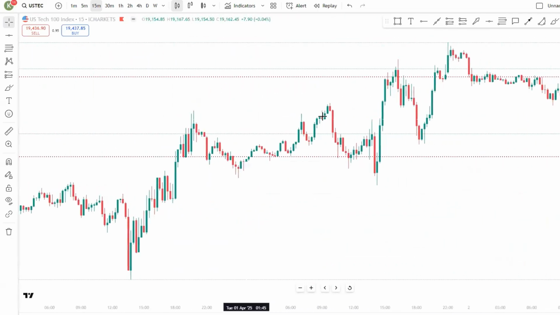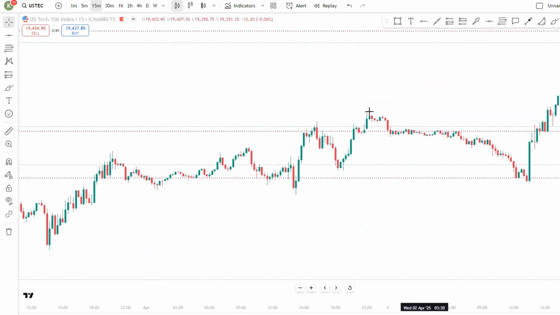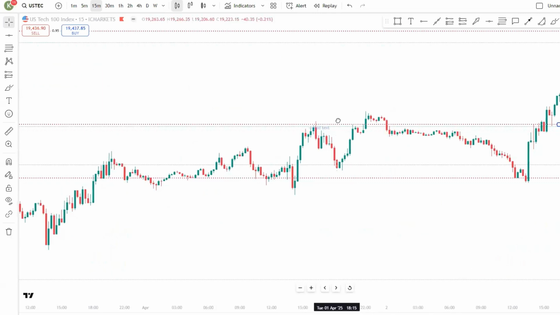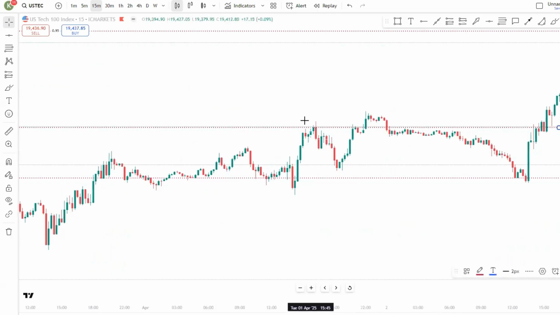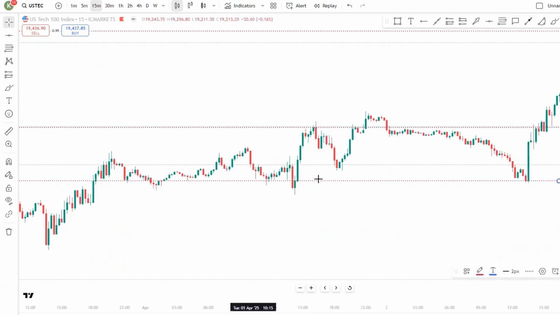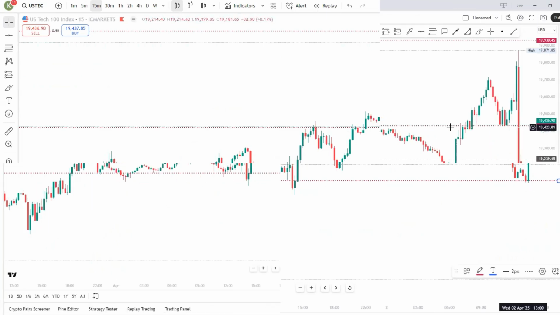So I want you to look for these key reaction zones. If I know that price is reacting from this area here, chances are whenever we come back here, we are going to react. Sometimes you're going to get a liquidity grab here and there, and then we'll come back. Look, we bounced from this area right here. And what we did, we literally came back to the same area and we bounced again.